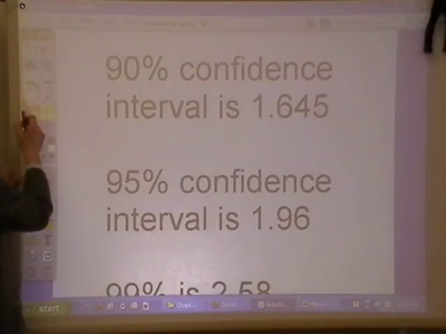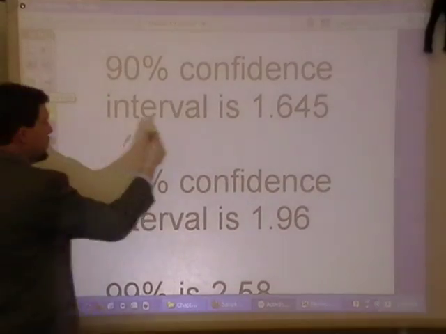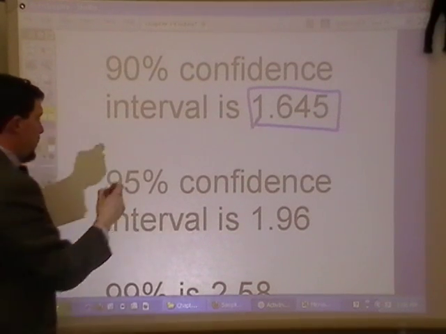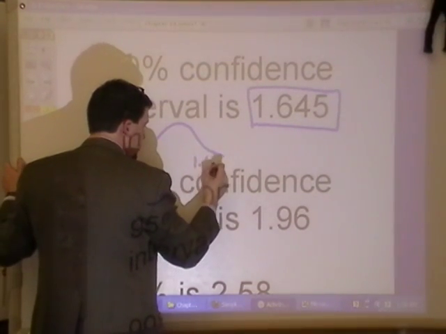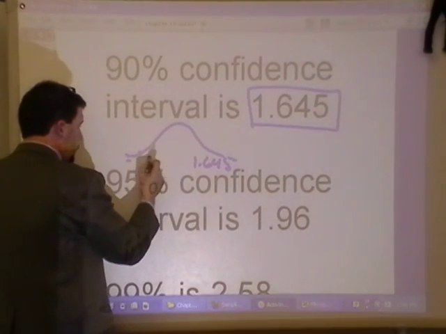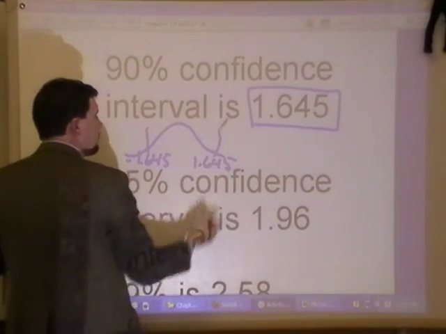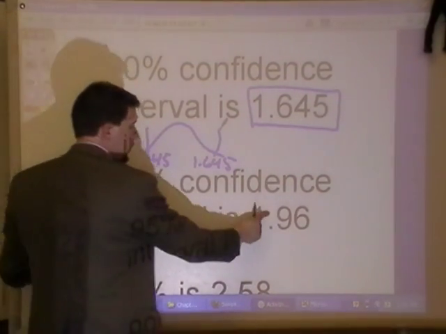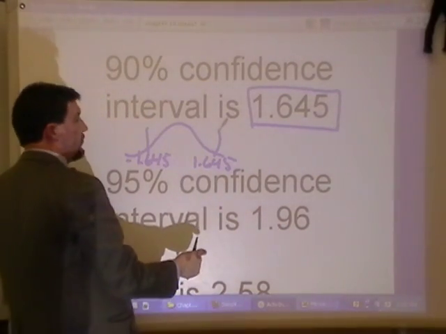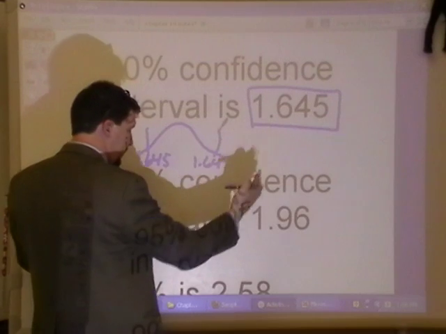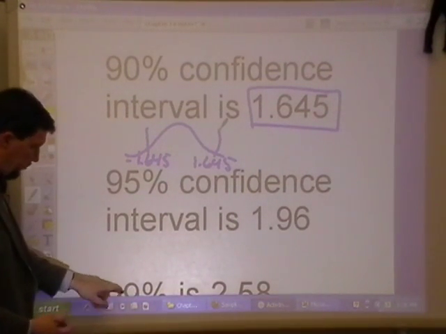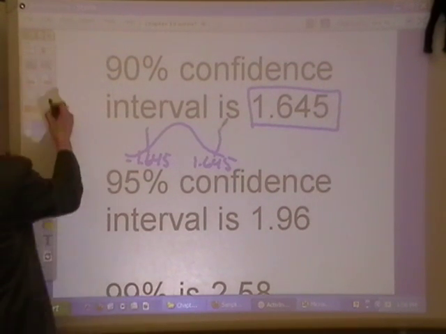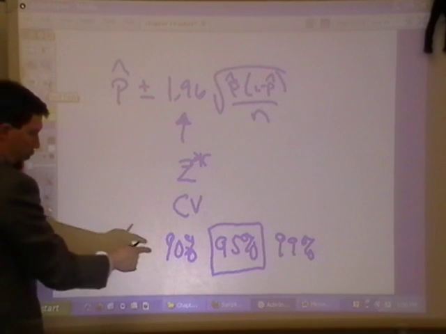If you want a 90% confidence interval, that Z star critical value is 1.645. Meaning, if I've got a normal curve here, and I go 1.645 standard deviations to the right, and negative 1.645 standard deviations this way, 90% of all data lies within that range. For 95%, if I go 1.96 to the right and negative 1.96 to the left, 95% lie within that range. 99% is 2.58.